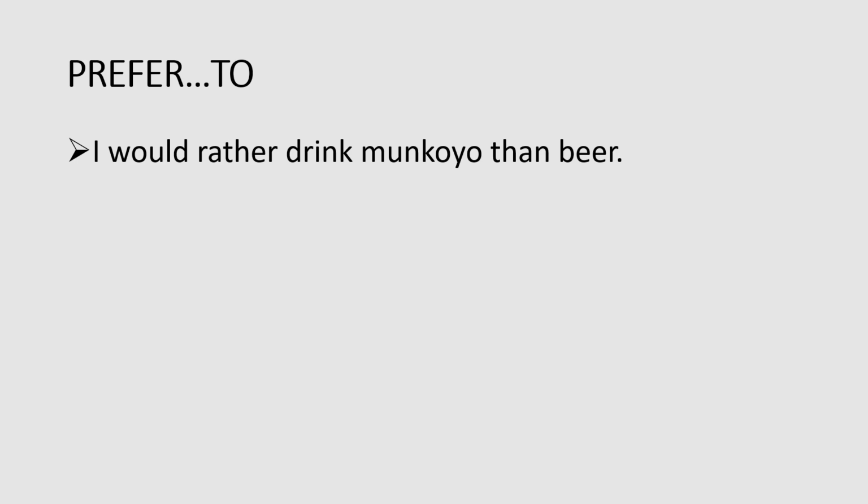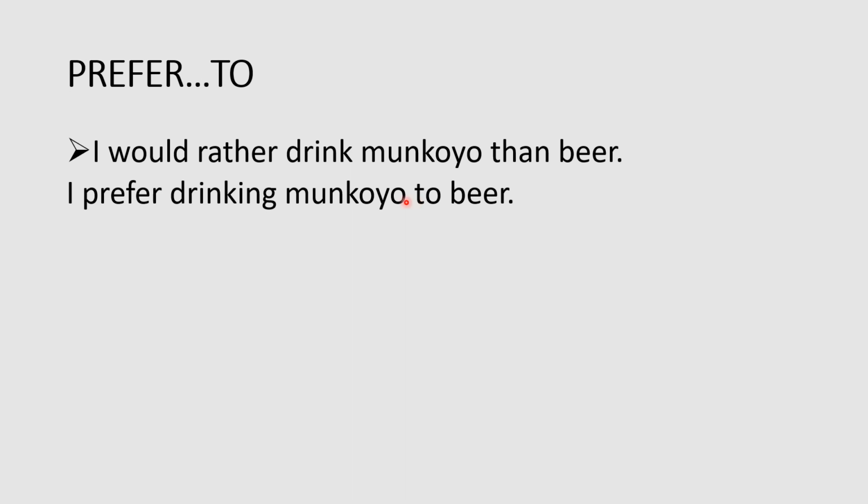So how do we do that? I would rather drink mkoyo than beer. The way it works is would rather will become prefer, then than will become to. So it will be like this: I would rather prefer drinking.